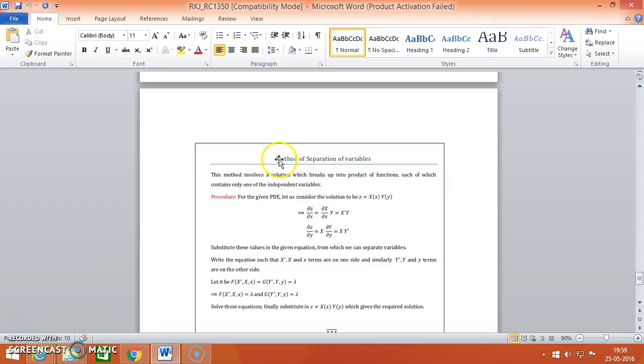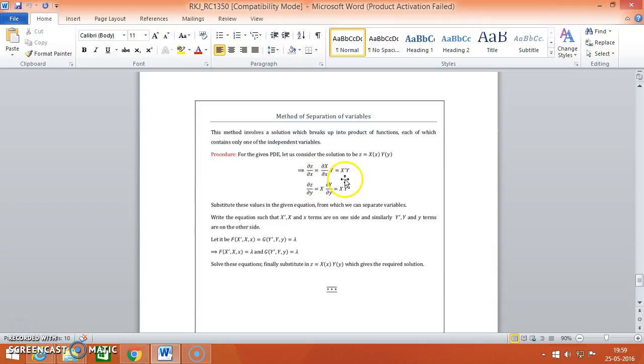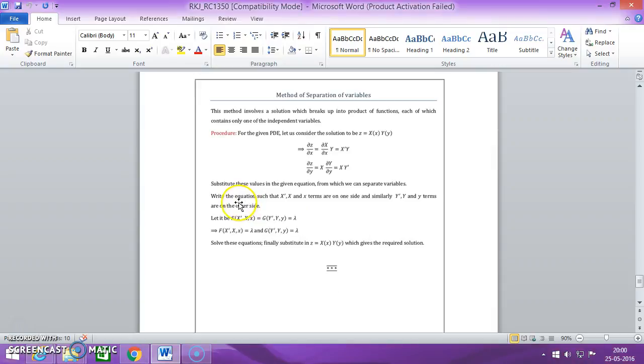Now in the last we will discuss method of separation of variables. This method involves a solution which breaks up into product of functions, each of which contains only one of the independent variables. Suppose we assume solution is of the form z equal to X times Y, where capital X is a function of small x and capital Y is a function of small y. Then del z over del x is equal to X dash Y, and del z over del y equal to X Y dash. Putting these values in the given equation, we can separate variables.